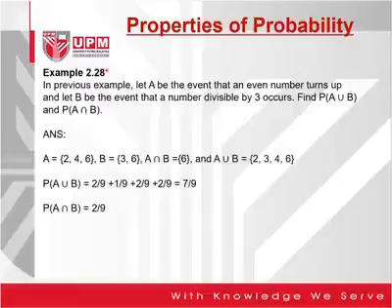But for the other one, A and B, what is the common element? There is only one, which is 6. The 6 has a probability of 2 over 9. So for A and B, the common element is 6, and the answer is 2 over 9.